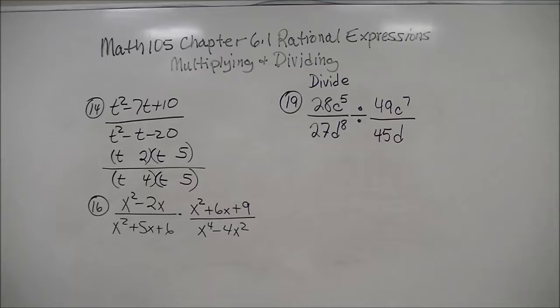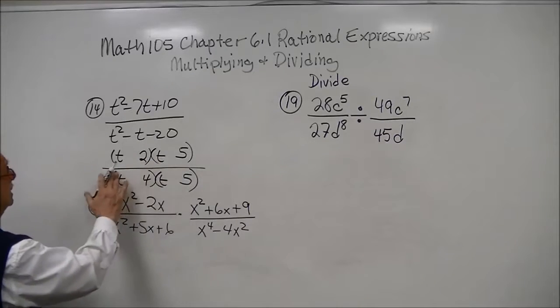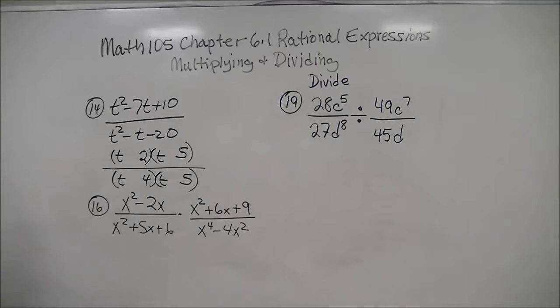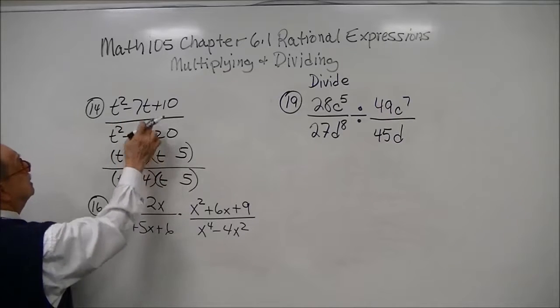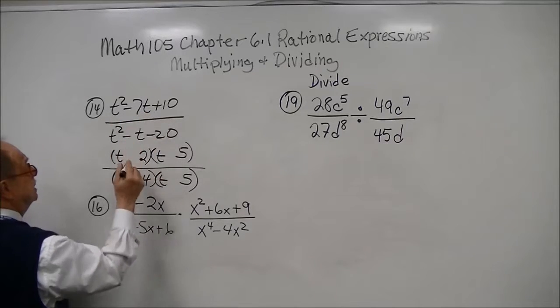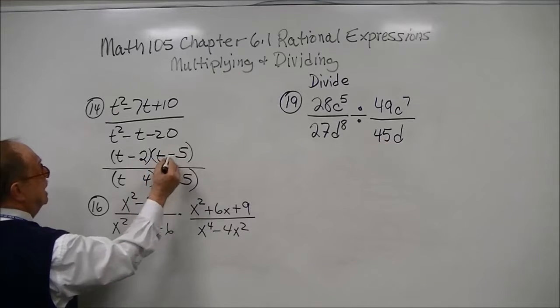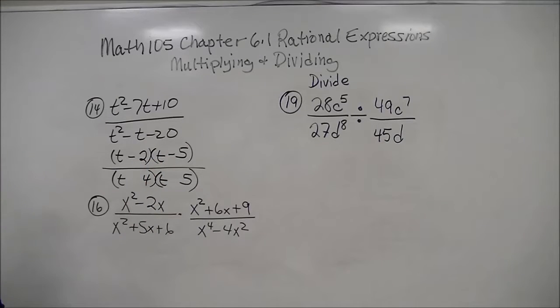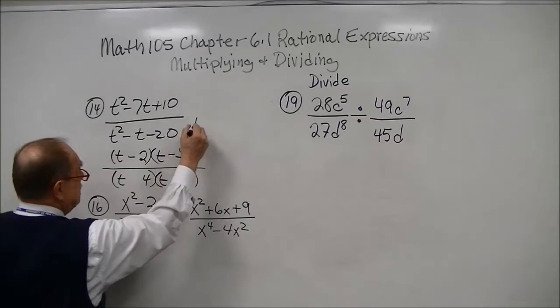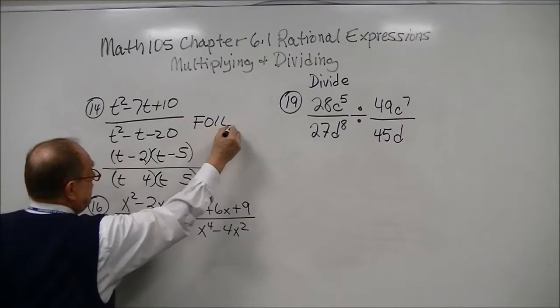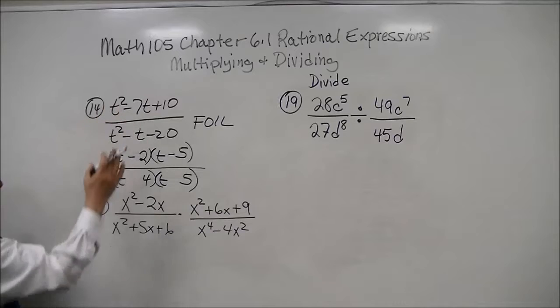Now you might say, well, I didn't finish. Yes, I want you to do something too. You want to put the signs in here. So here, this is a negative 7. This is a positive. So both of these have to be negative. And if you FOIL it, you get to check it, and it does check.